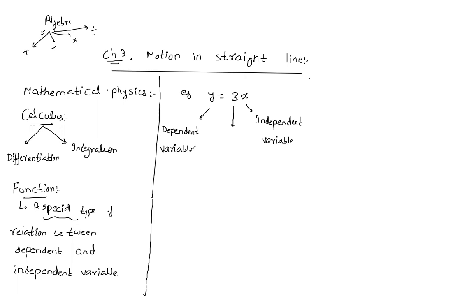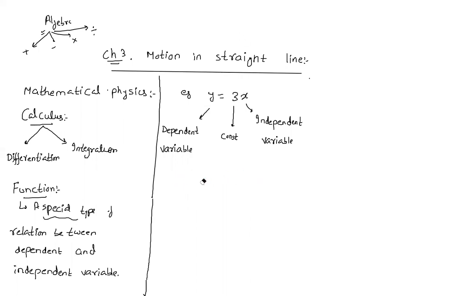Y is the dependent variable, and this 3 is a constant. So it's a relation between the dependent variable, the independent variable, and a constant. You can say that y is related to x, or that y is a function of x. An independent variable is a variable which can take any value. You can put any value of the independent variable as per your choice, but the value of the dependent variable will depend upon the value of x.